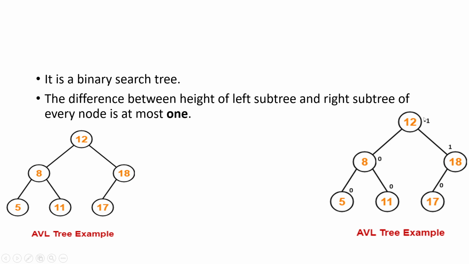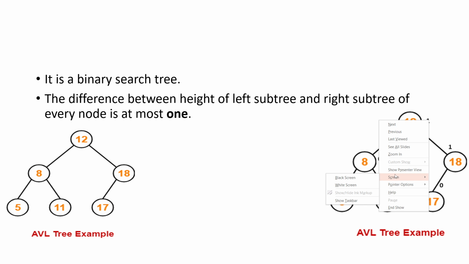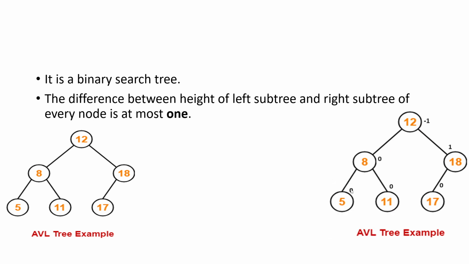We'll go for the node 12. The height of the left subtree is 2. The height of the right subtree is also 2. Here it is 2, here it is 2. 2 minus 2 is 0. 0 is valid, 1 is valid, like that. So this is a balanced tree. This is an AVL tree.